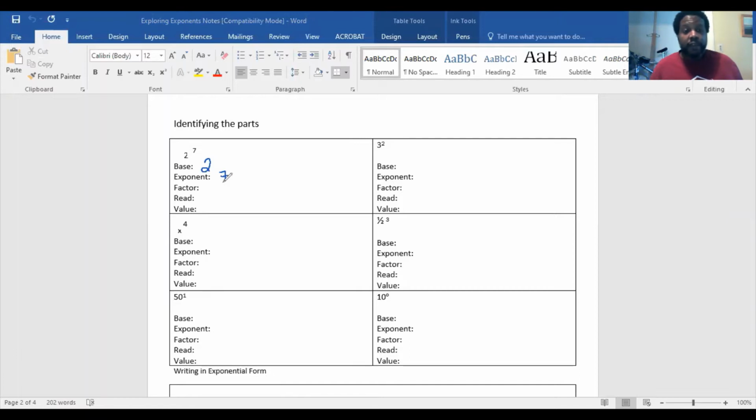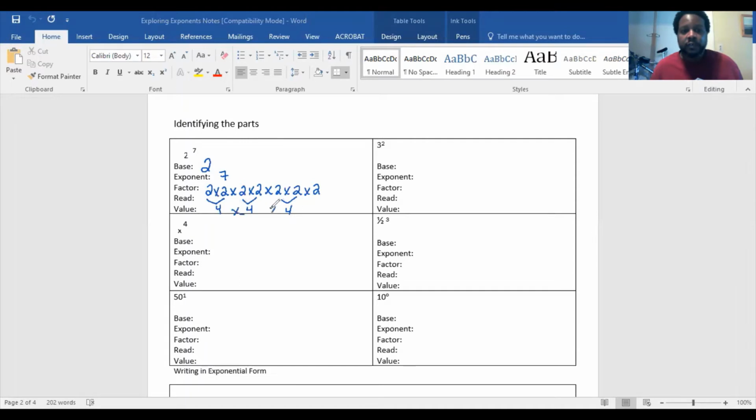So when I write out my factors, they are going to be 2 times 2 times 2 times 2 times 2 times 2 times 2. So I should have 7 2's because that's my exponent. 1, 2, 3, 4, 5, 6, 7. I have 7 2's. So now what is the value of that? Well, I just need to multiply these 2's together. So 2 times 2 gives me 4. 2 times 2 here also gives me 4. 2 times 2 here gives me 4.